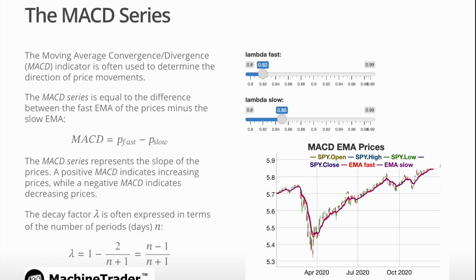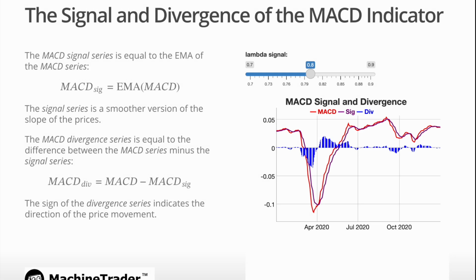So to overcome that, there's a third moving average in the MACD indicator, and that is the lambda, the moving average of the MACD series, which is equal to the MACD signal. So the MACD signal is equal to the moving average of the MACD series. So the third lambda parameter controls this moving average.